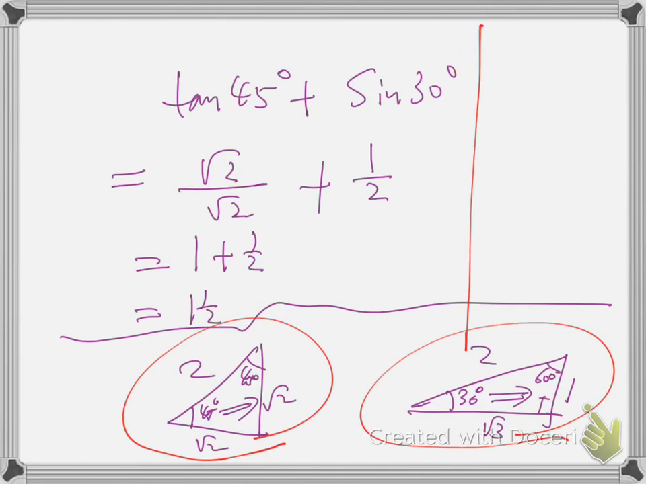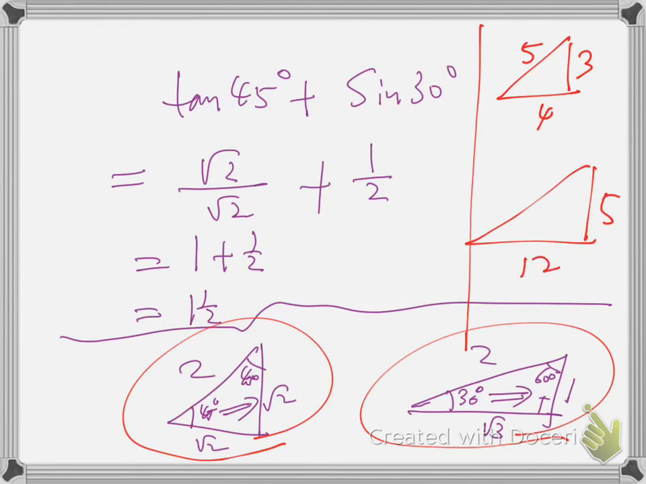So we have 4 pictures today. Let's put the other 2 here. Special lengths 3, 4, 5. The other special lengths 5, 12, 13. The longest one is always the hypotenuse. So that's our lecture for today.